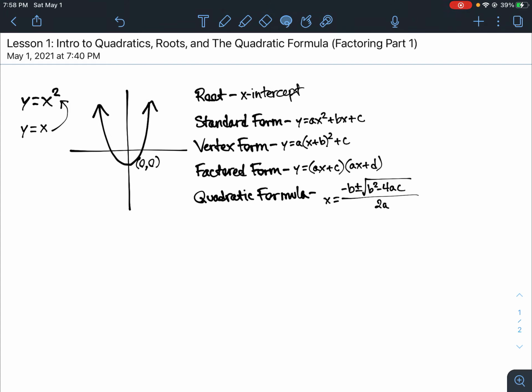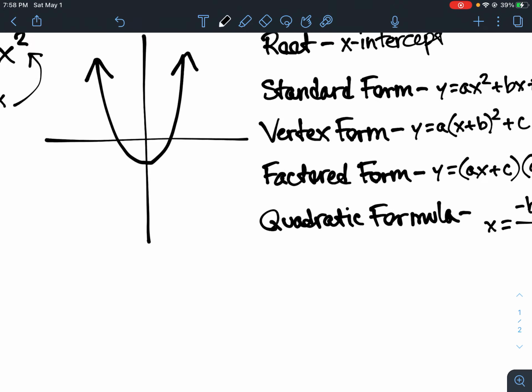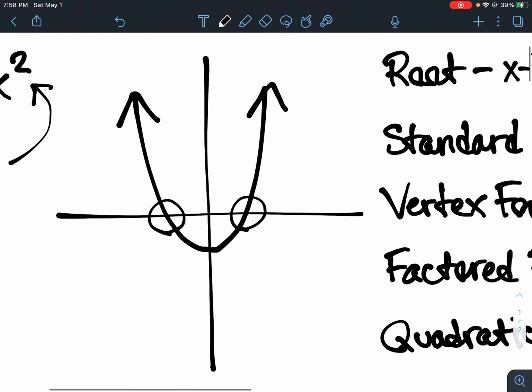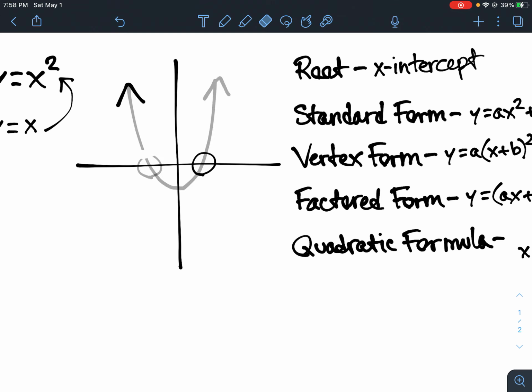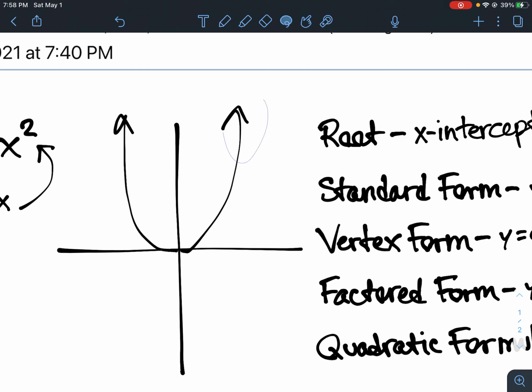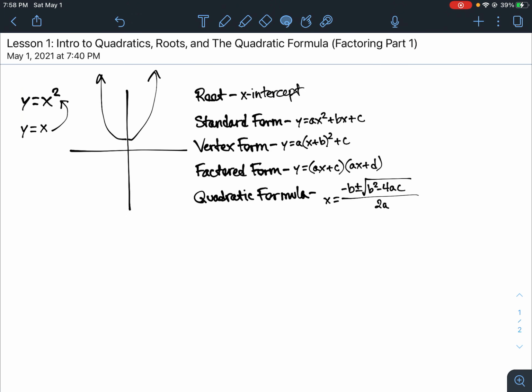Like, for example, this quadratic function intersects the x-axis at 2 points, therefore it has 2 roots, and you can use the quadratic formula to find both of those roots. And we also have this quadratic function, which has 0 roots because it does not touch the x-axis.